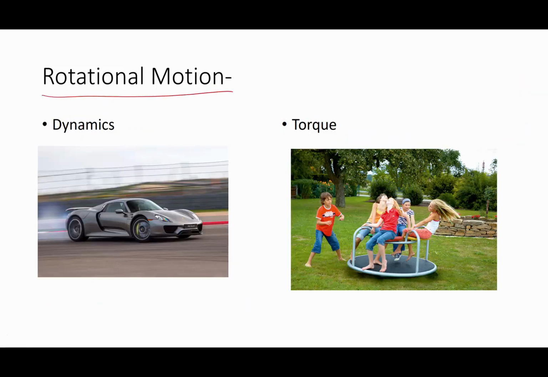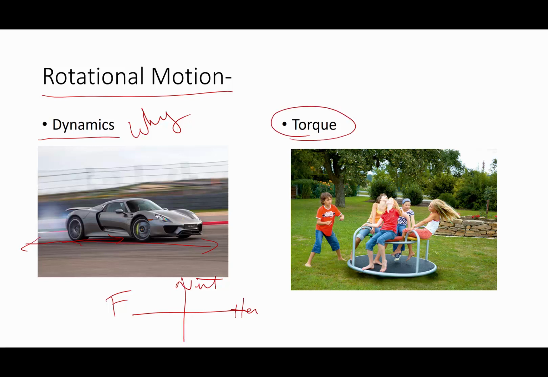Rotational motion also includes rotational dynamics. Remember, dynamics is why things move, and that involves forces and friction. The tires push on the earth, and the earth pushes back on the car, which helps it accelerate. Now, again, everything we've done has been in horizontal directions, vertical directions, but now we're going to start talking about how you make something begin to rotate or stop rotating.